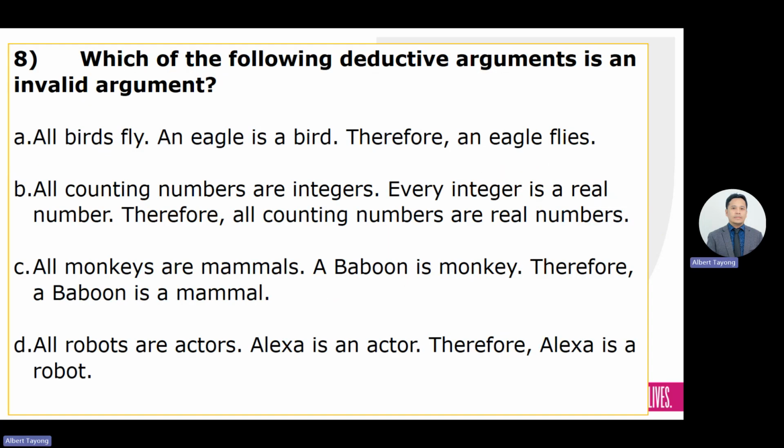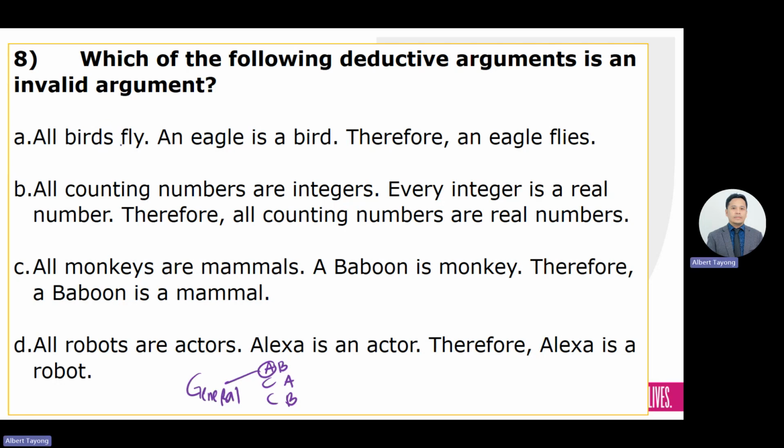Which of the following deductive arguments is an invalid argument? So there are two valid forms. The first one is A B, C A, C B, and A should be general. Later, I'm going to show the second one.